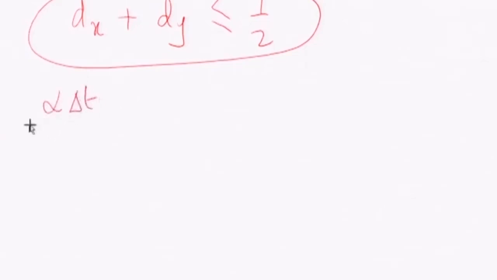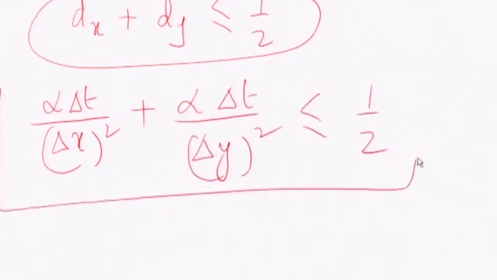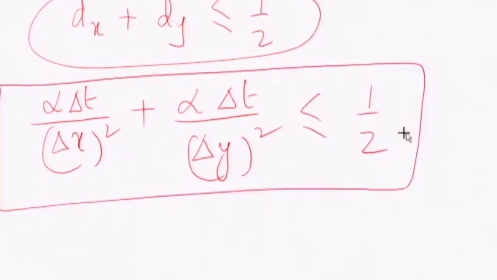that alpha delta t by delta x squared plus alpha delta t by delta y squared is less than or equal to half. And when delta x is equal to delta y, the outcome is that d is less than or equal to 0.25, which is twice as restrictive as compared to the one dimensional case. So this is what we intended to show, and we have come up with the outcome.